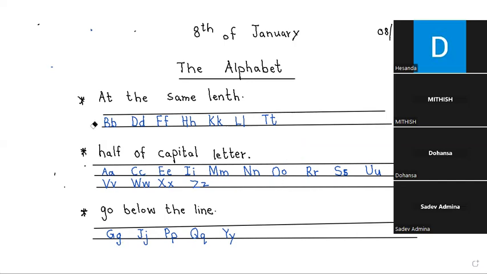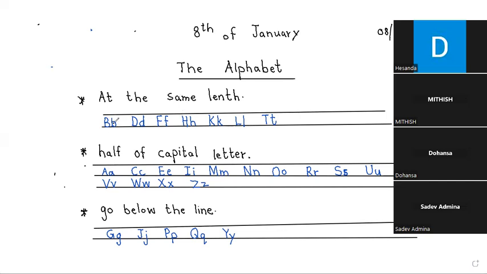Simple G, you cannot write above the ruling. The ball must touch the line below. J also goes down. Simple P also goes down. Simple Q also goes down below the line. It does not touch the next ruling. It stays between the two lines. In between, and simple Y also the same. They go below the line. Those five letters, simple letters. No capital letter goes below the ruling, but when writing, they must be the same size.